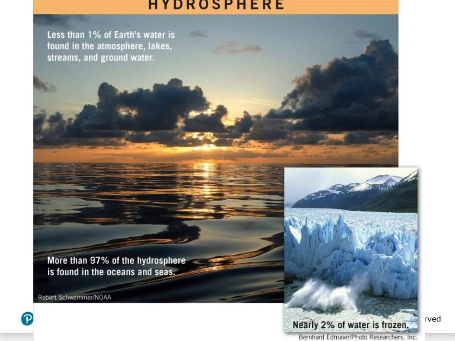And more than 97% of the hydrosphere is found in the oceans and seas, and less than 1% of Earth's water is found in the atmosphere, lakes, streams, and groundwater. And we can see here with this image, nearly 2% of water is frozen.